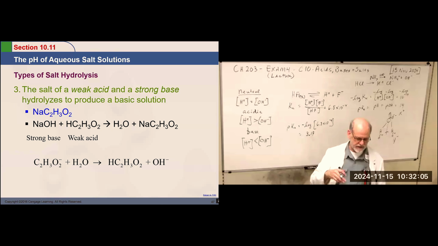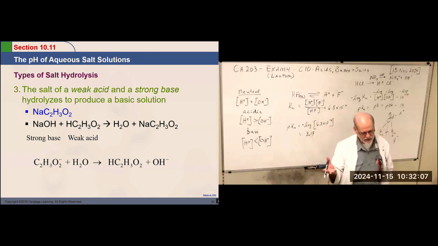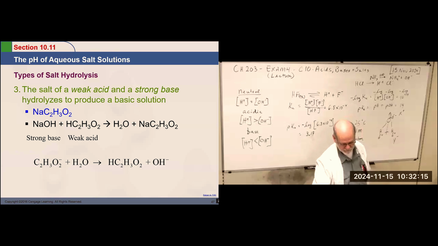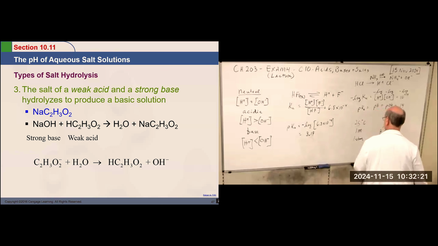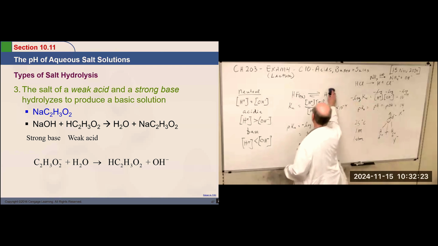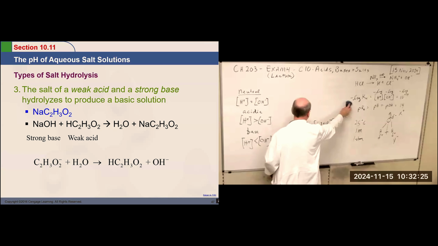Well, in this example, we have sodium hydroxide as the strong base. The weak acid is acetic acid. So that means it's going to be a basic solution. Okay. Now the chemistry behind this, that's the rule of thumb.